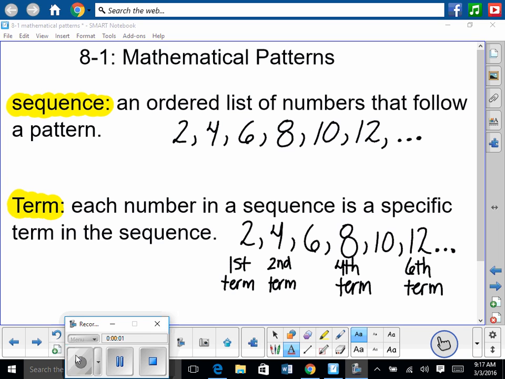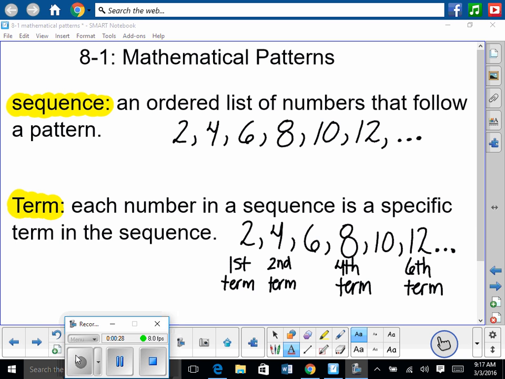Today we're going to be, this unit is called sequences and series. Today we're just going to be looking at some mathematical patterns and determining how to use those. So first of all, a sequence. We're going to be dealing with sequences for a while in this unit. So a sequence is an ordered list of numbers that follow a pattern. So for example, this is an example of a sequence, 2, 4, 6, 8, 10, 12.